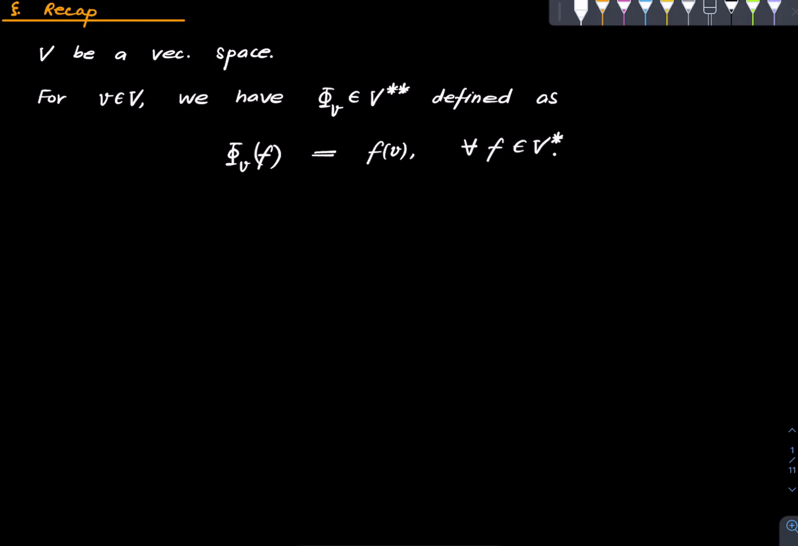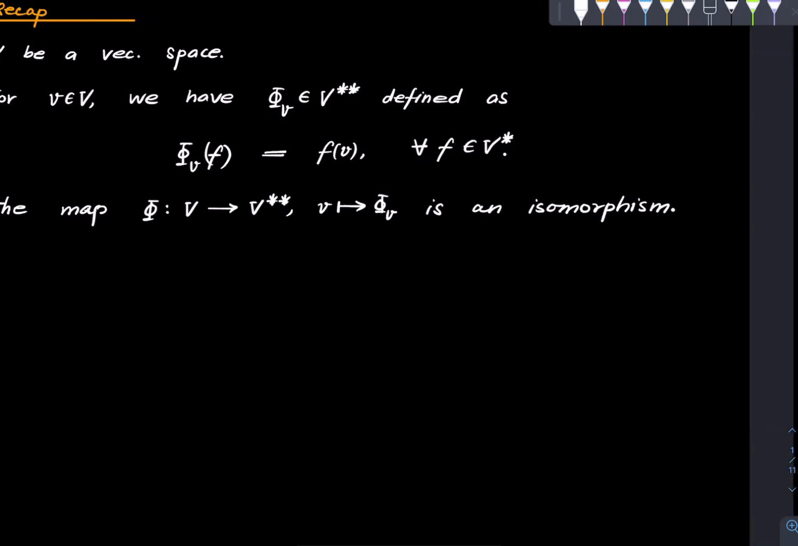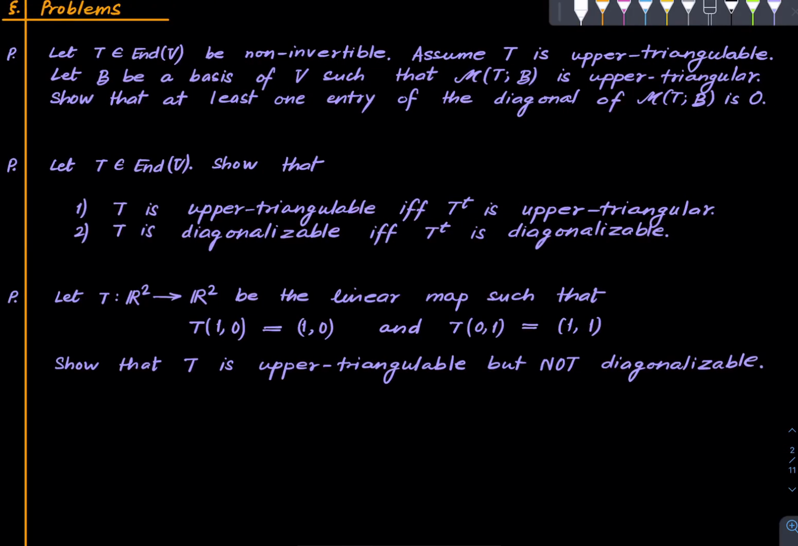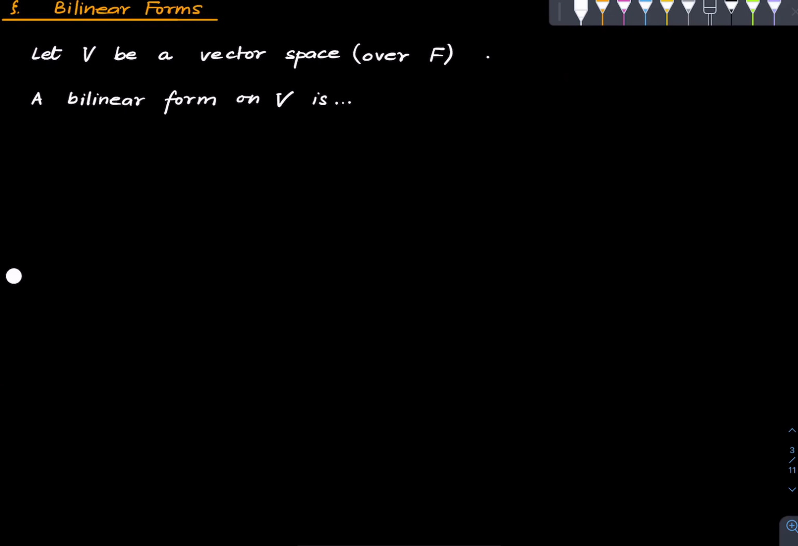Right, so this is the definition of this person, and the map capital phi going from V to the double dual of V, which takes little v to phi sub v, is an isomorphism. So let me stop at this as far as the recall goes. Here are some problems for practice. And now let us get started.